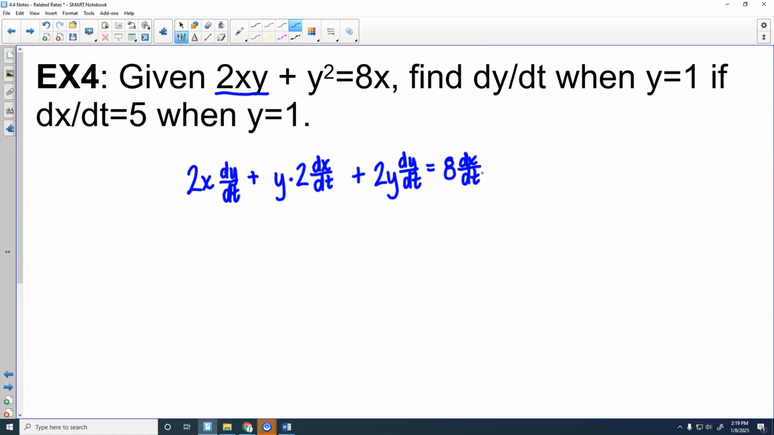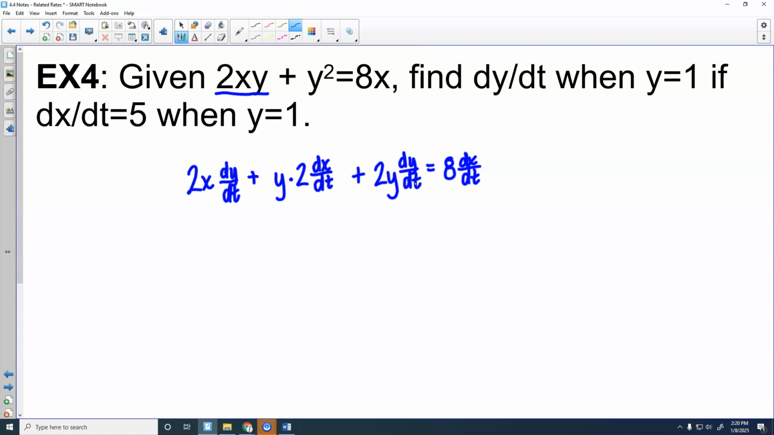Most of the time, I do not try to simplify anything for this. I don't try to solve it for something or put things together, because usually once you plug the numbers in, it'll be easier to deal with after that. So I usually just leave it. I would change this and make it 2y instead. But can I put 2y dx/dt and 2y dy/dt together? Cannot. The variable parts are not exactly the same. So I'm just going to leave it like it is.